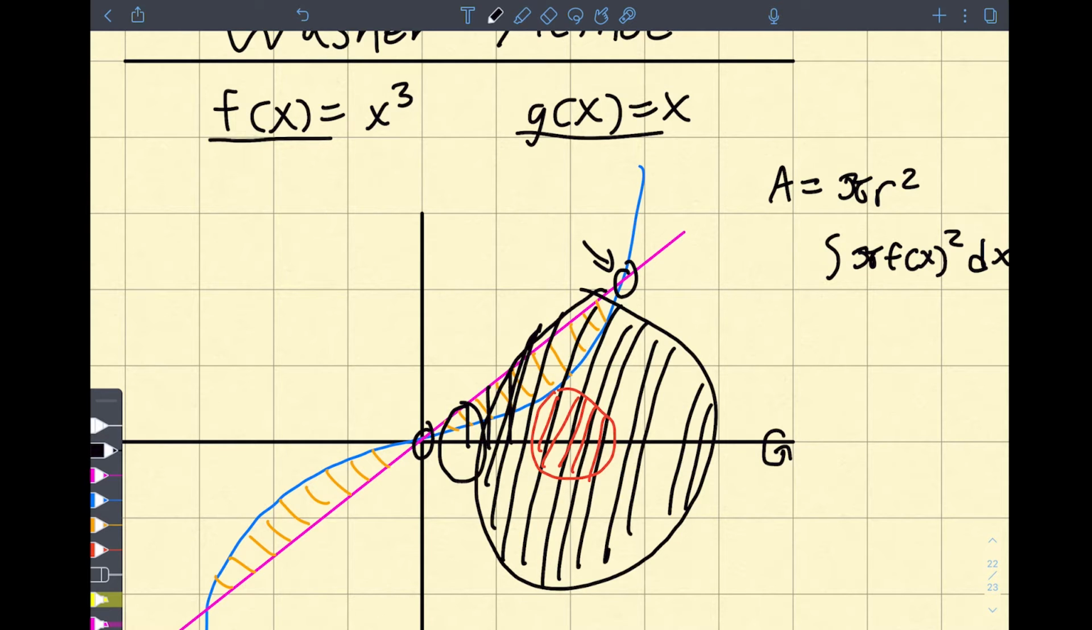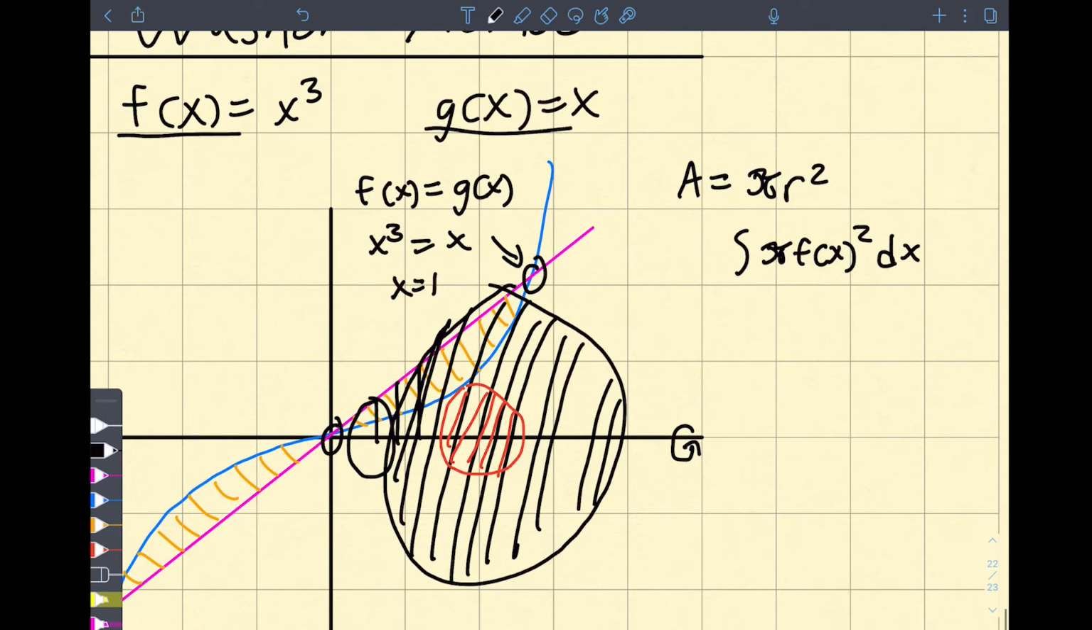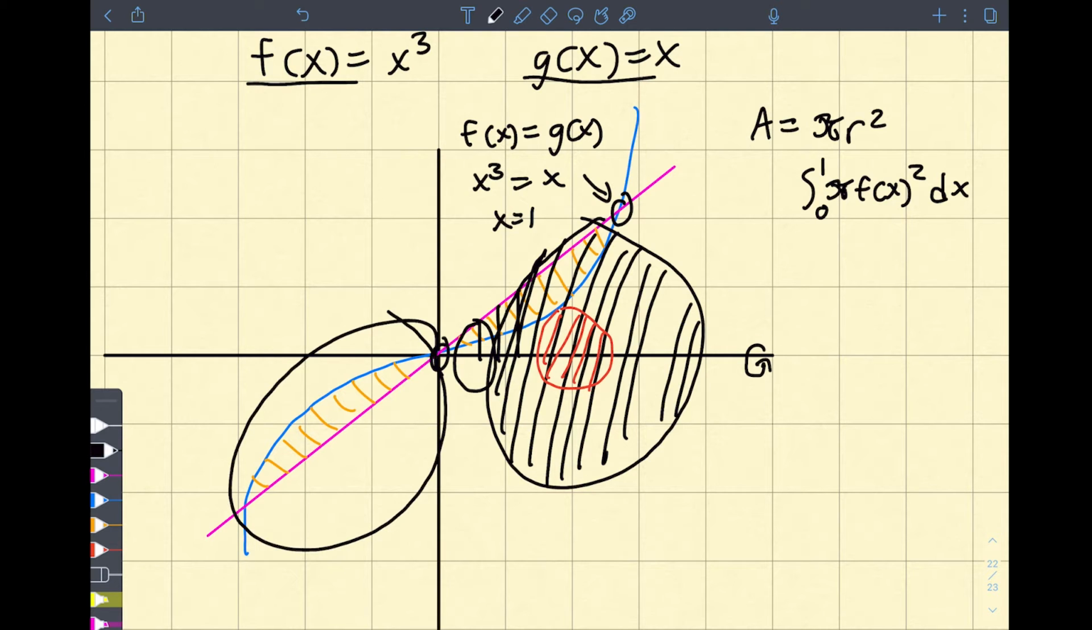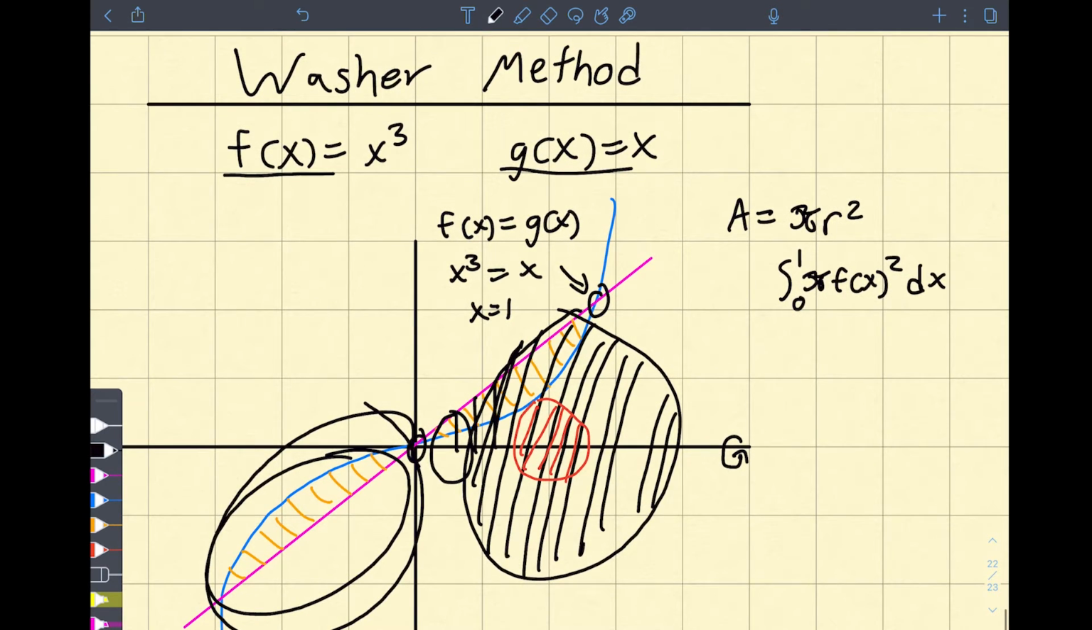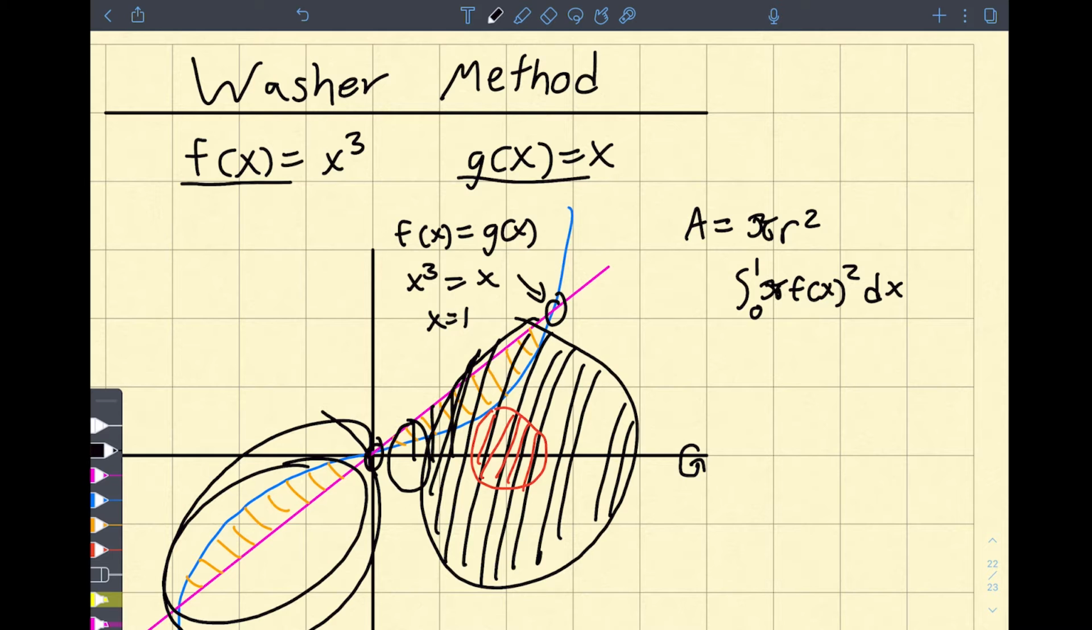And we can figure out what this region is by setting f of x equal to g of x, or x to the third equal to x. And we find that x actually equals 1. So this will be bounded from 0 to 1. So you may be wondering about this area here. When you were learning about the integral, you learned that this area would actually be negative. But when finding volume, you don't want this negative, so you had to put an absolute value. Though for the washer method and disk method, as the functions are being squared, you don't need this absolute value.